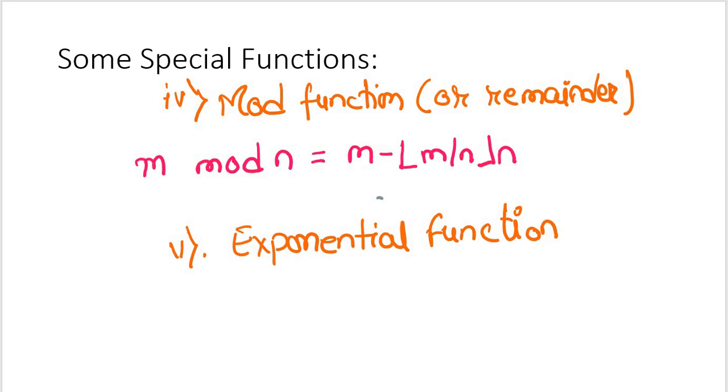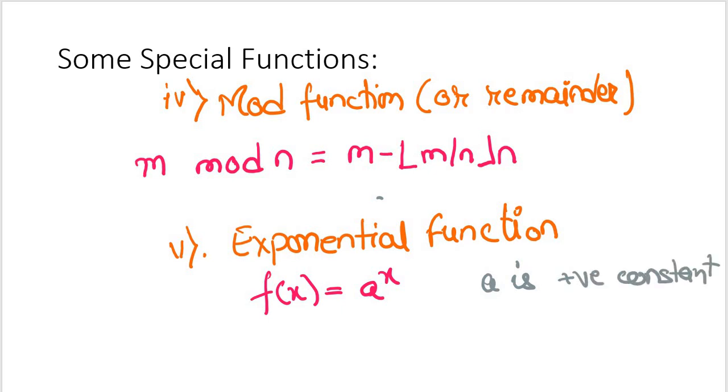So f of x in this case will be a to the power x, and in this case what we have is that a is a positive constant and x is something which can vary.